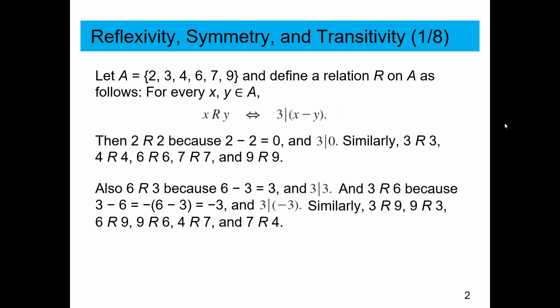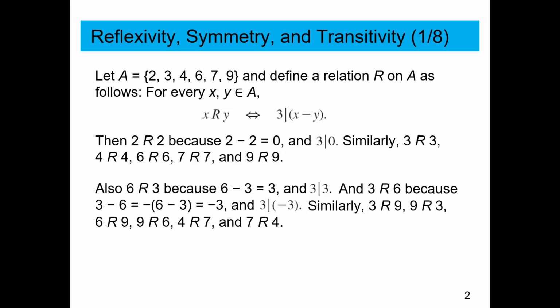So again, we're going to use the set A is 2, 3, 4, 6, 7, 9. And we're going to define the relation on A so that for any pair x, y, x is related to y if 3 divides x minus y. Well, the nice part about division here is that it's going to work great, because if you look at 2 is related to 2, and 3 is related to 3, and everything's related to itself, that's one of the key first things we can notice.